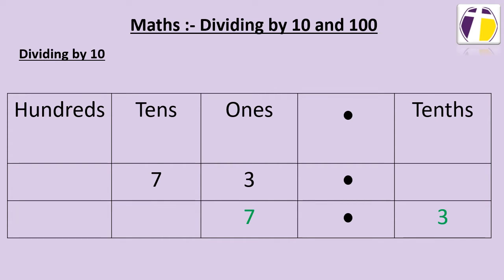As you can see, I start with my original number, 73. I have 3 in the ones and I have 7 in the tens. When I divide it by 10, my 3 in the ones moves into the tens column and my 7 in the tens column moves into the ones column, giving me the answer 7.3. Remembering that I have my decimal place.